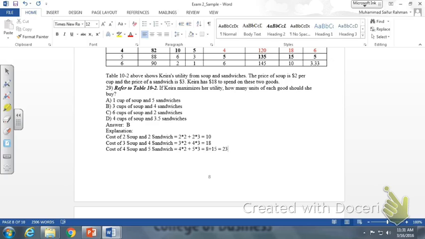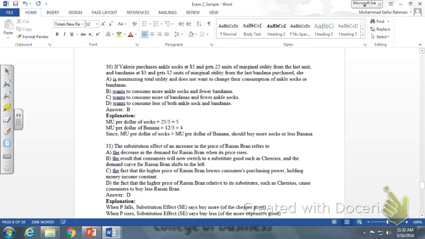You all see that? You will also not buy the first bundle because the first bundle really does not exhaust all your money. You want to be able to utilize all your budget, and that is coming from the second bundle, where your income is $18 and the cost of the bundle is also $18. So the answer is B. You buy 3 cups of soup and 4 sandwiches.